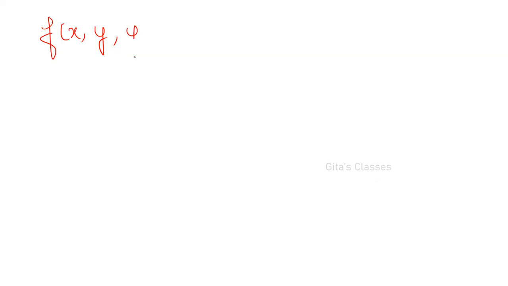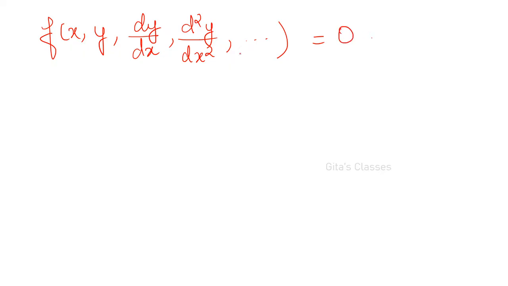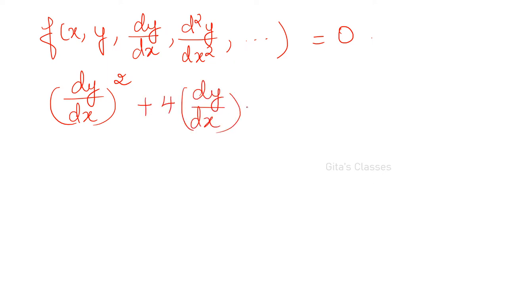we will come across equations which involve x, y, dy by dx, d squared y by dx squared and so on, equal to 0. For example, dy by dx the whole squared plus 4 into dy by dx plus 4y is equal to 0. If you have an equation like this, it is called a differential equation. Why is it called a differential equation? Listen, if you have the equal to symbol, then it is an equation. Left hand side you have some expression, right hand side you have some expression, then it is called an equation, right? So dy by dx the whole squared plus 4 into dy by dx.